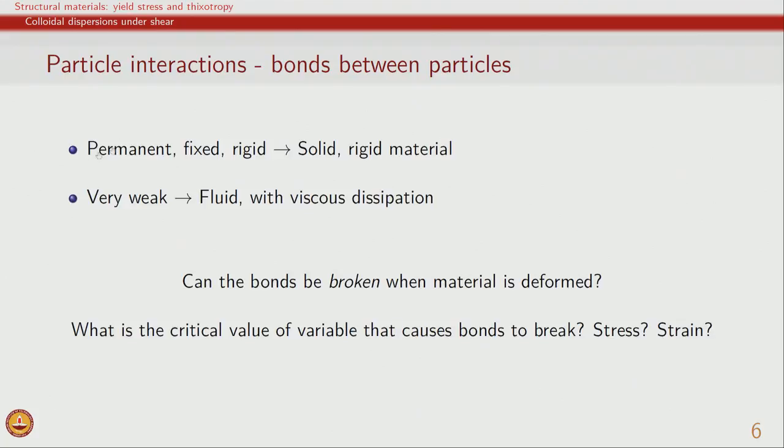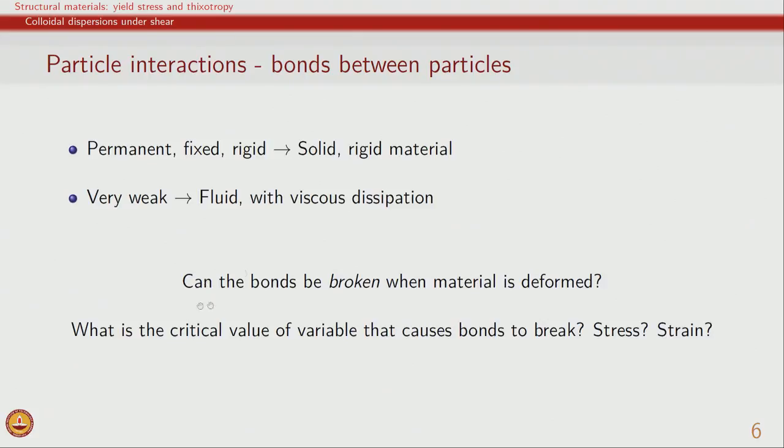So, many materials will not have either of these extremes. The bonds between particles will not be permanent, which means the particles can be separated provided a sufficient amount of deformation is applied. Similarly, the particles may have a very weak bond, in which case there is a certain amount of energy required for us to separate the particles and make them move.